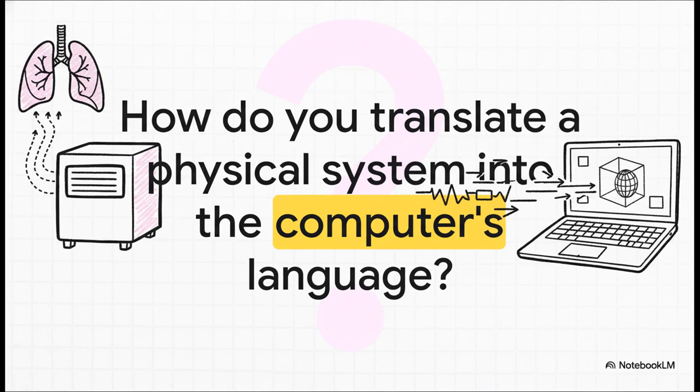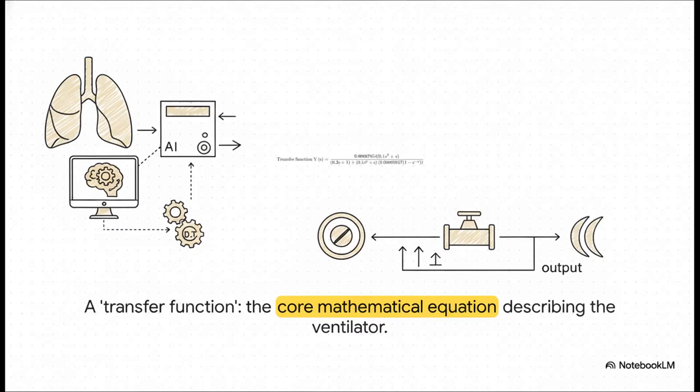So this brings up a really important question, right? How do you take a physical thing, like air moving through a tube, and translate it into the pure language of computers and code? The answer is pure, beautiful mathematics. Engineers use something called a transfer function, that complex-looking equation you see here. But don't let it intimidate you. Just think of it as the system's core DNA. It's one single mathematical rule that tells the computer exactly how an input, like telling a valve to open, gets transferred into an output, like the precise amount of air a patient receives. It's the machine's soul, written in math.